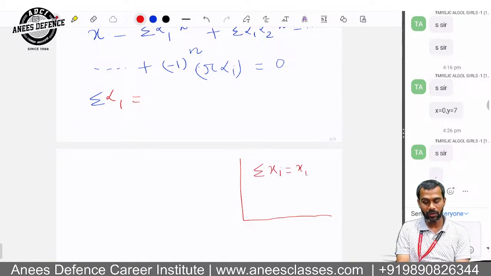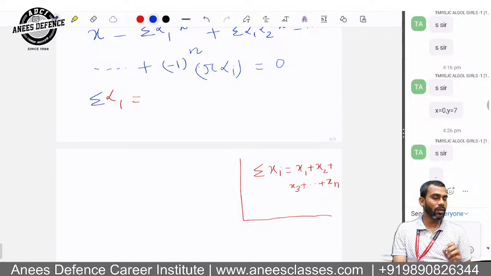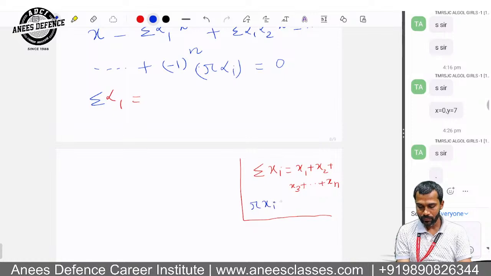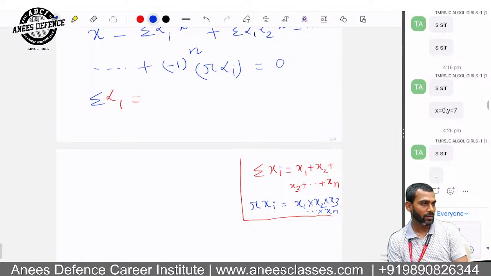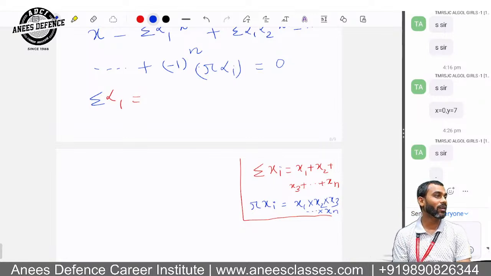What is the meaning of summation xi? x1 plus x2, Naveen, tell me: x1 plus x2 plus x3 up to xn, right? So summation is used for getting the sum of discrete values or discrete numbers, and pi is used for finding the product of discrete values. Have you understood, yes or no? Pi xi means product, standard notation.